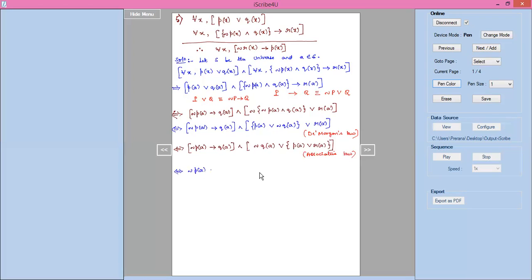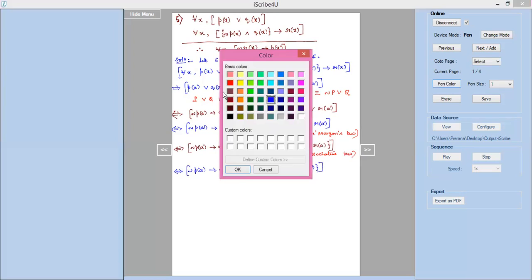Negation P of A, conditional Q of A. I'll write down as it is. And this gives me in the form of conditional that it is Q of A conditional P of A or R of A. Right? So this was an application. What formula we use, I'll just write down here.